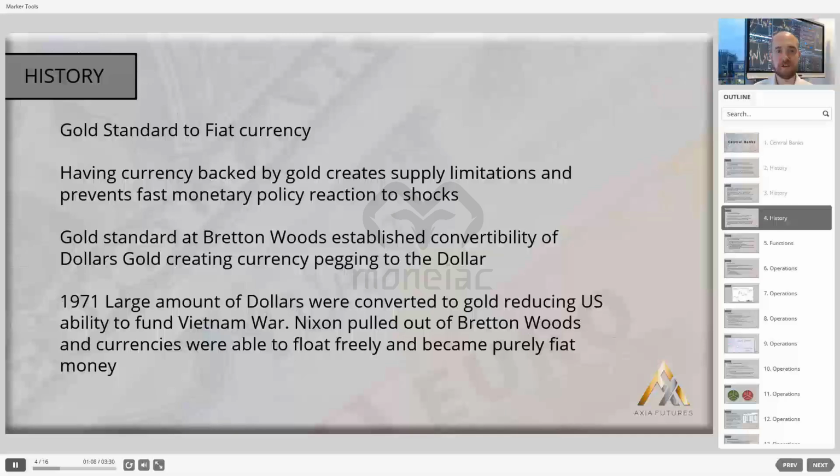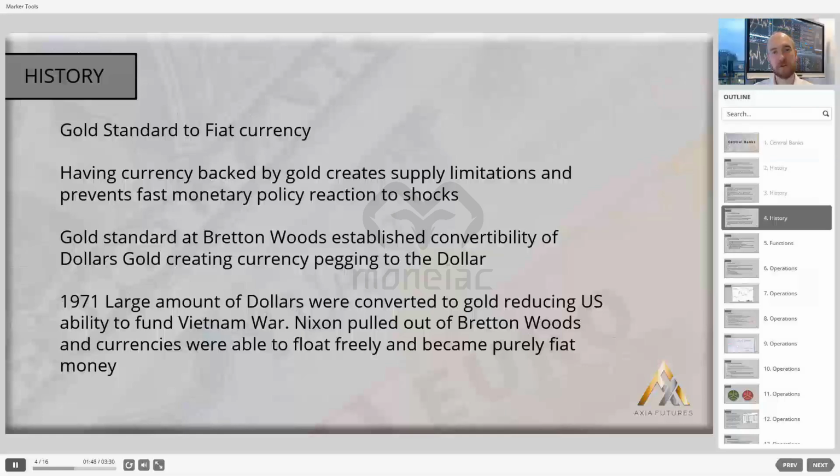Now, as I mentioned, having a currency backed by gold creates supply limitations. It also prevents any kind of quick monetary response to a crisis. If you have, for example, that liquidity crisis that the Bank of England had and not sufficient gold reserves, then you run into trouble that you can't provide the liquidity because you don't have the gold reserves to print the notes against. So what you need almost is a standardized way of doing this, and that's what Bretton Woods was seeking to achieve post World War II.